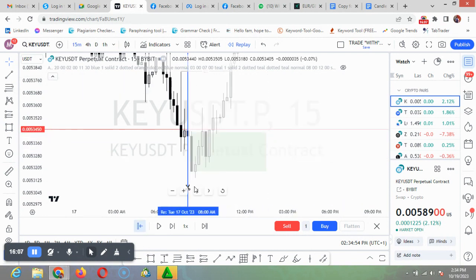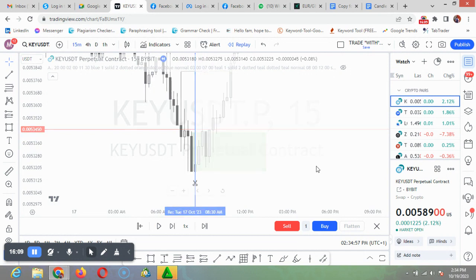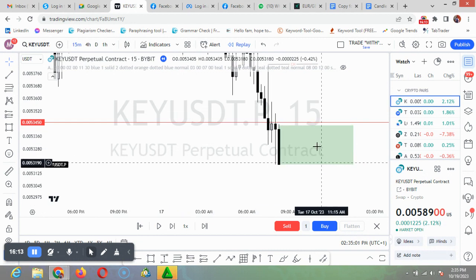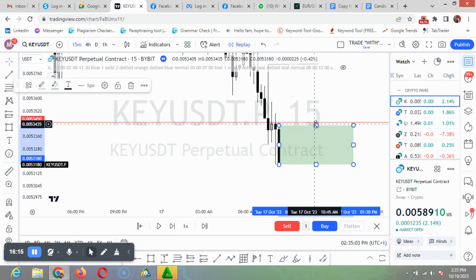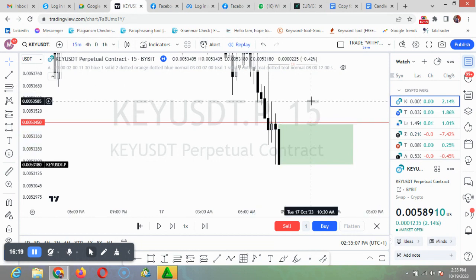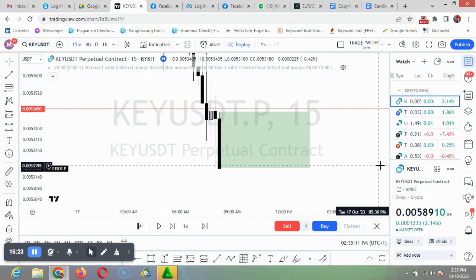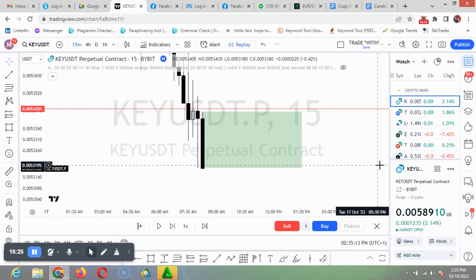All right. So what I do is I mark the candle. What do you mark? You mark the whole candle from the bottom to the top. You mark everything. You can see how I marked it, right?